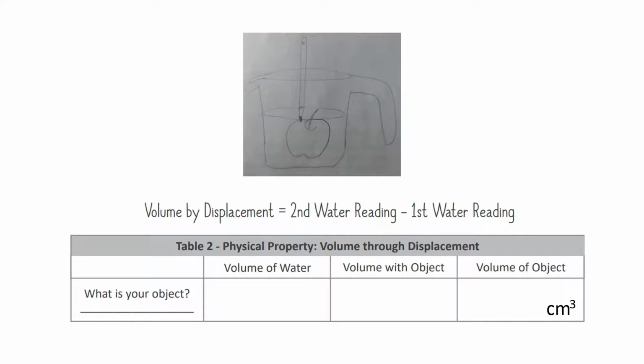Milliliters. So when you are measuring your marble or other small sinkable object, you are going to be measuring it in milliliters. Okay. And don't forget to write down what your object is. We're going to share these in class. Bring them filled out, please. And here's the thing. Volume by displacement is equal to the second water reading minus the first water reading.